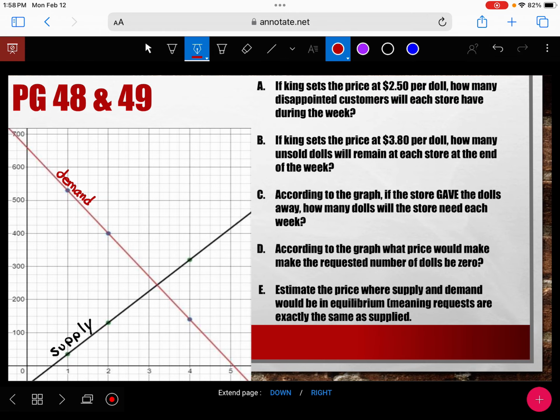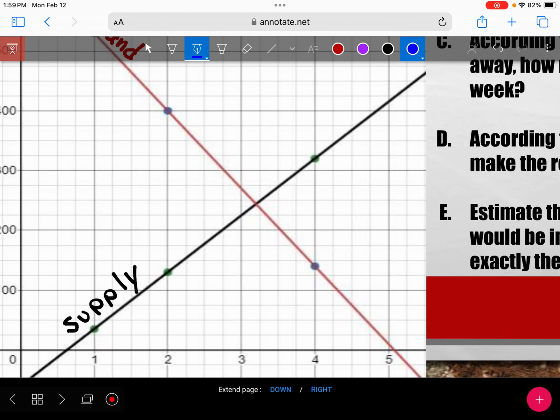So I'm going to come over here. And now I have a digital version of the graph because it's way easier to read than my handwriting. Oh my gosh. It's the same graph. I just plotted it on Desmos. So if they set the price at $2.50 per doll, they're really asking two things here. How many people want the doll if they set the price at $2.50? About.